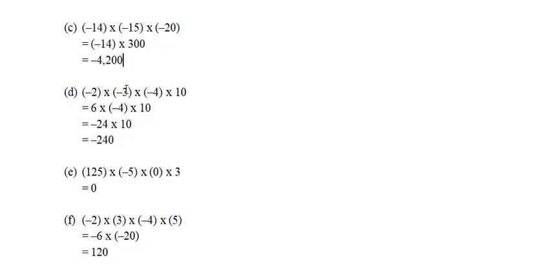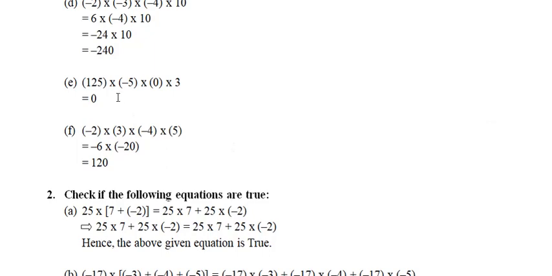Minus 2 into minus 3 will be plus 6, because 2 threes are 6, and minus into minus is plus. Now 6 into 4 is 24, again it will be minus 24, and into 10 it will give you minus 240. In question number E, anything multiplied with 0 will give you 0 only. We know this already, isn't it? Question F is also the same, just like question number D.